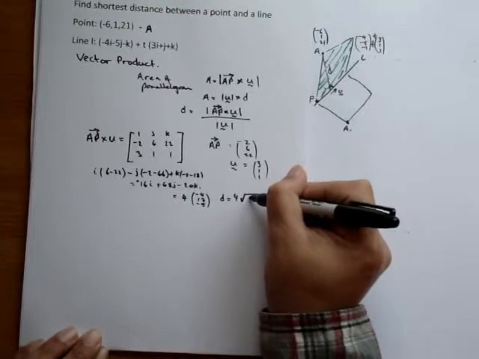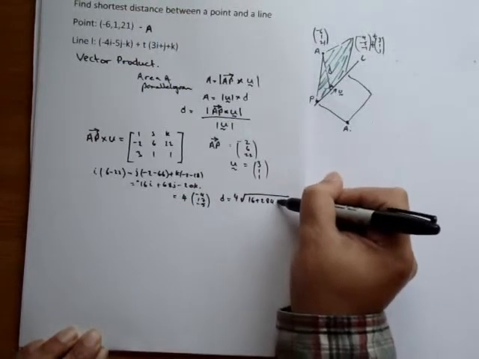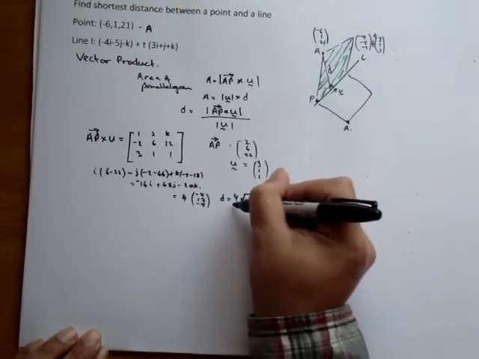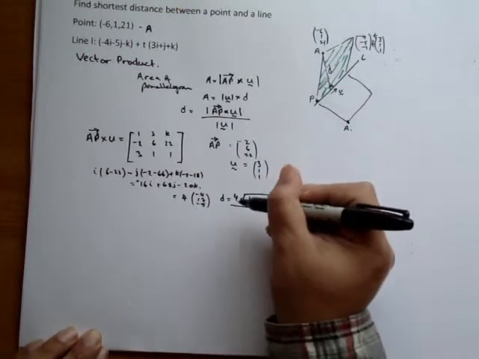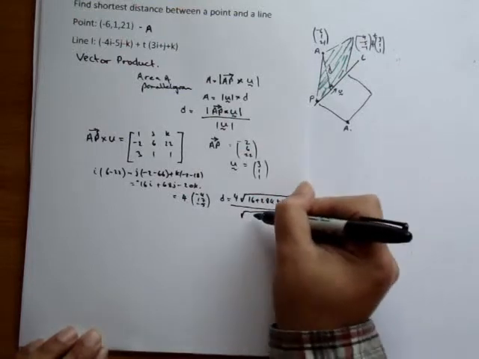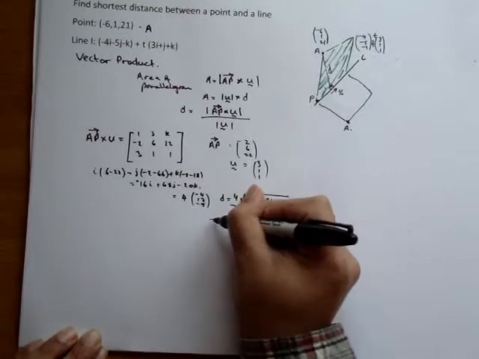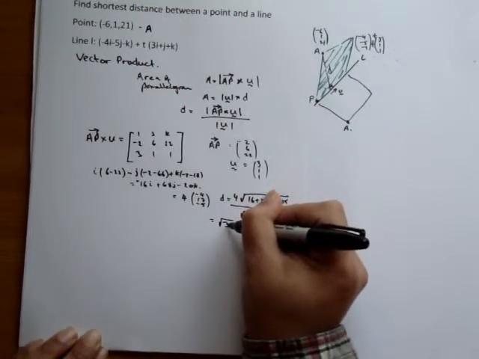So our d equals 4 square root of 16 plus 289 plus 25 divided by the magnitude of u, which is square root of 9 plus 1 plus 1, and that's 4 square root of 30.